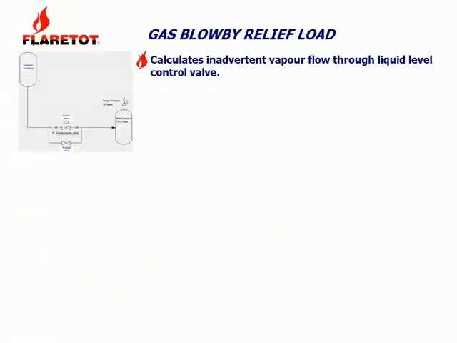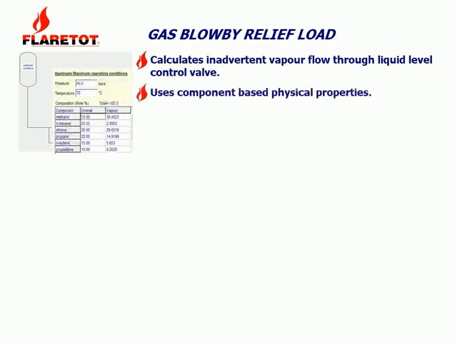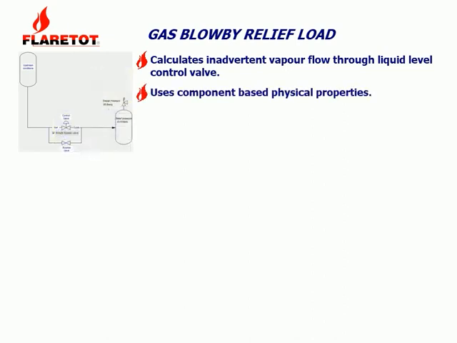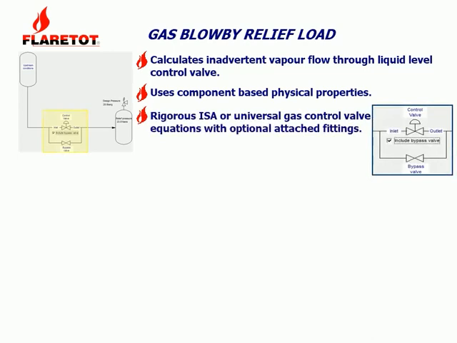The gas blow-by relief load calculation determines inadvertent vapor flow through a liquid level control valve. This usually results from control valve failure and loss of liquid level. The calculation uses component-based physical properties. The control valve rating calculation uses the ISA or the universal gas equations.